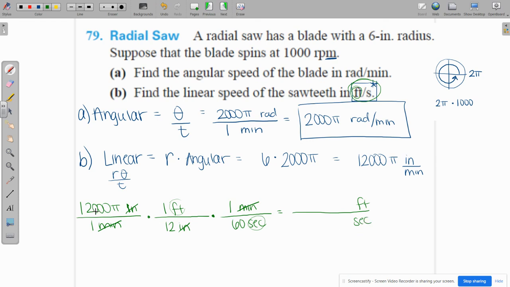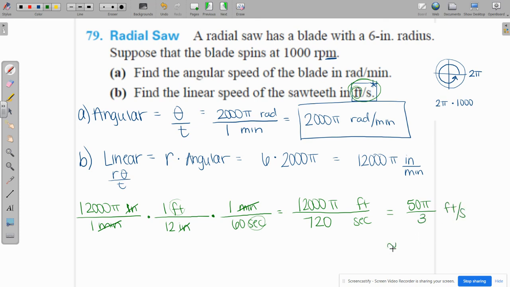So now we just multiply across. So 12,000 pi times 1, that's still 12,000 pi. And then we have 12 times 60. If I get my calculator out, that's going to be 720. So now I want to simplify this for my linear speed. We can use our calculator and we can simplify 12,000 over 720 if we wanted an exact answer, which would actually simplify to 50 pi over 3. And this would be feet per second.